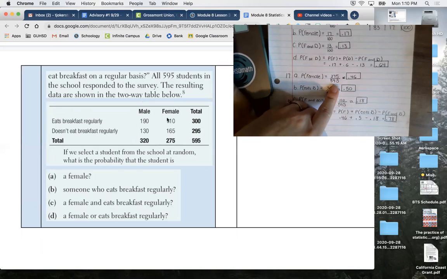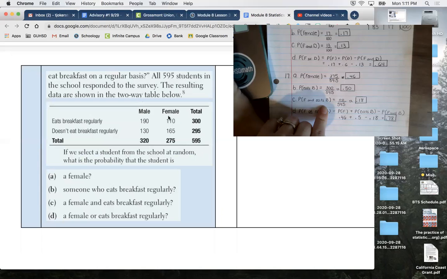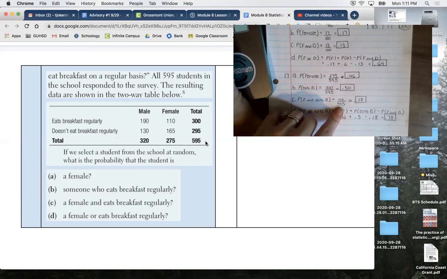The probability of getting a female, if you just randomly draw somebody, is, well, there are 275 out of your 595. The probability that they eat breakfast, that's over here. There are 300 people that eat breakfast out of the 595. The probability that they are female and eat breakfast, that's this 110, female and eat breakfast. Okay, right there. And that middle one, 110 out of the 595.